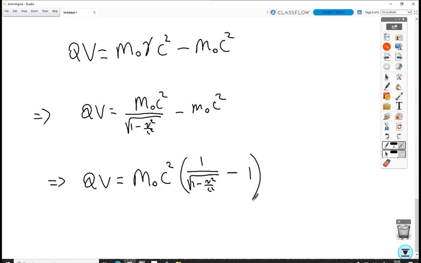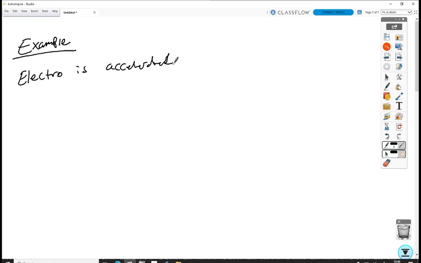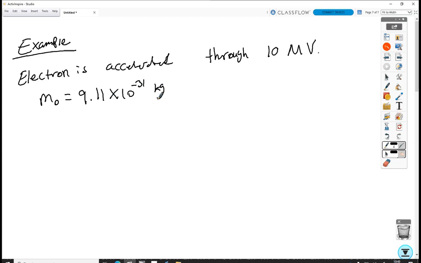So let's do an example together. We have an electron that is accelerated through 10 megavolts. m naught for the electron is 9.11 times 10 to the minus 31 kilograms.